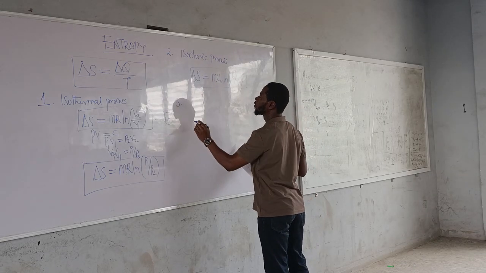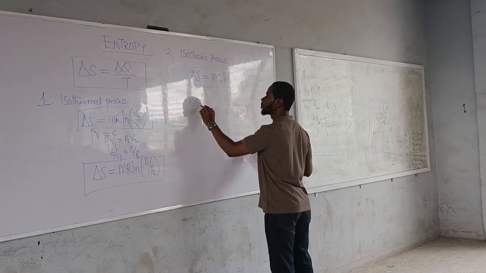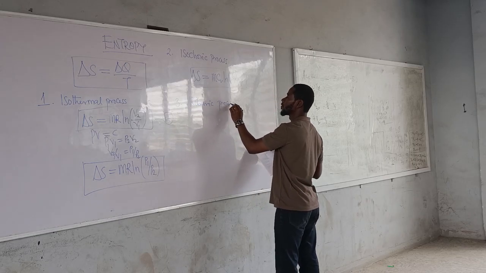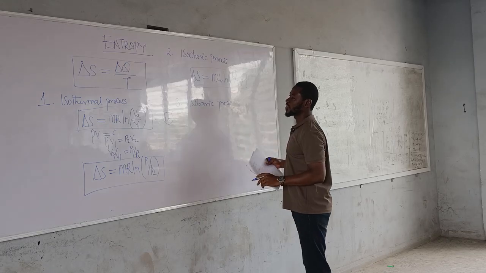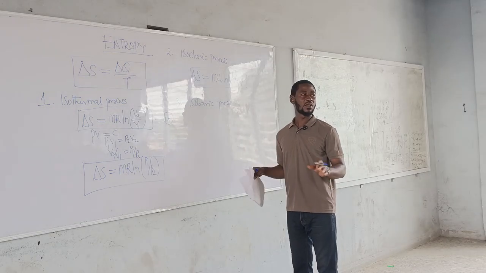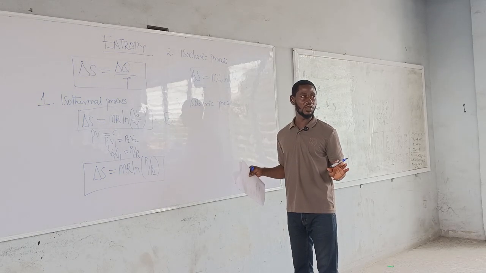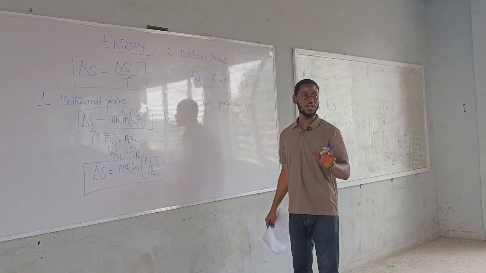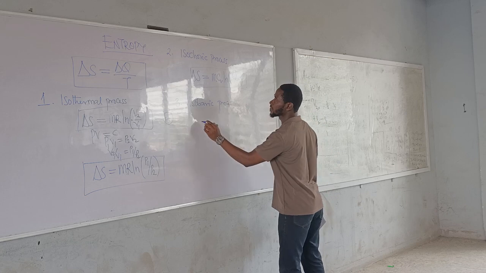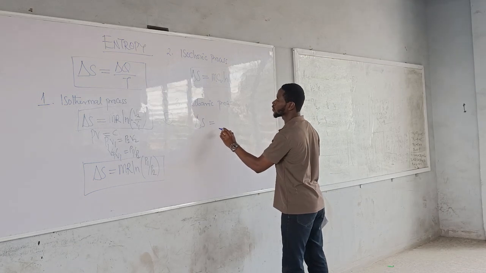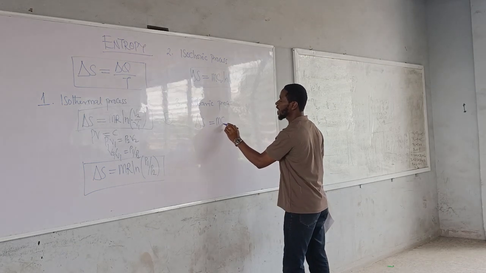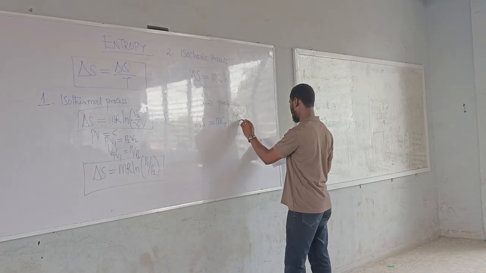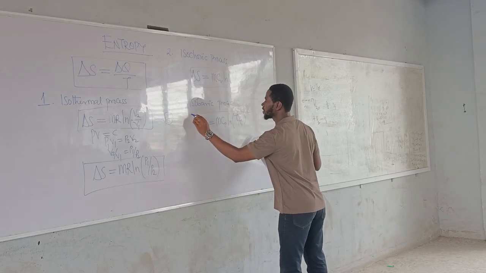The third one is the isobaric process. For an isobaric process, what happens? The pressure remains constant throughout the process. And the mathematical representation of entropy in this case is given as change in S equals mass multiplied by Cp ln T2 over T1. This is for the isobaric process.